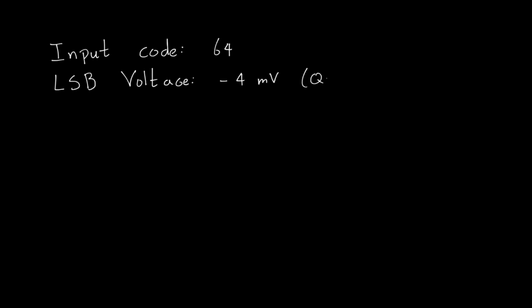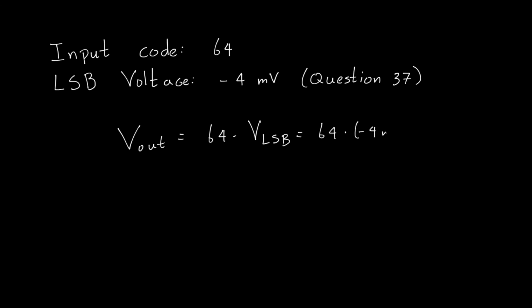As a result, finding the output voltage for an input code of 64 is incredibly simple because we do not have to account for that output resistance. We already know what the input code is, that is 64, and from question 37 we know that the least significant bit voltage is minus 4 millivolts. So the output voltage for this input code is just 64 times the least significant bit voltage, or 64 times minus 4 millivolts. And that gives us minus 256 millivolts as an output voltage.